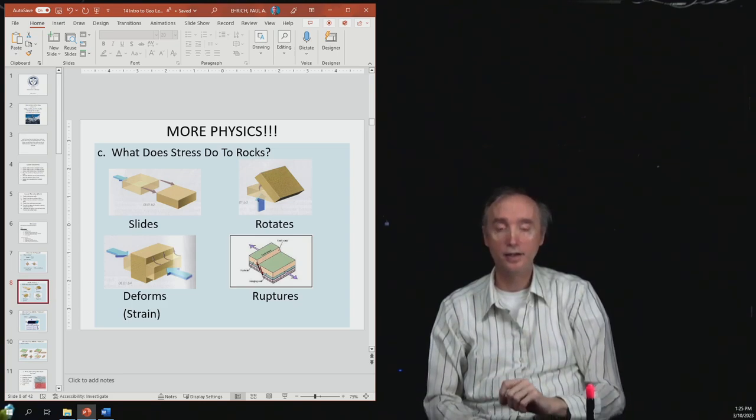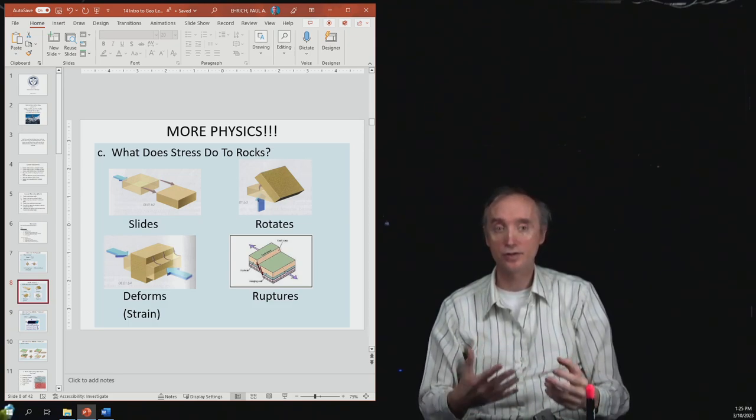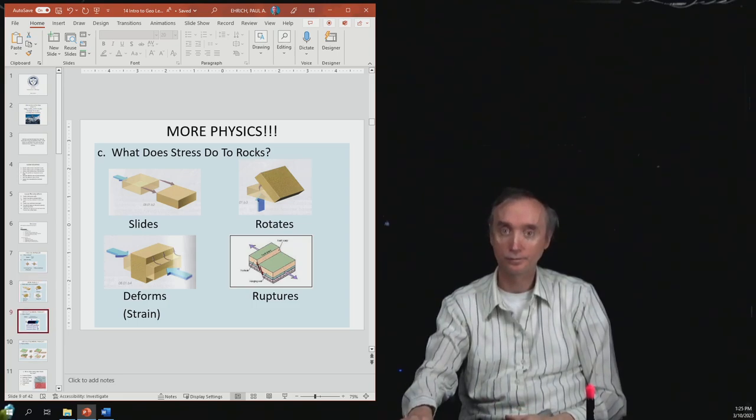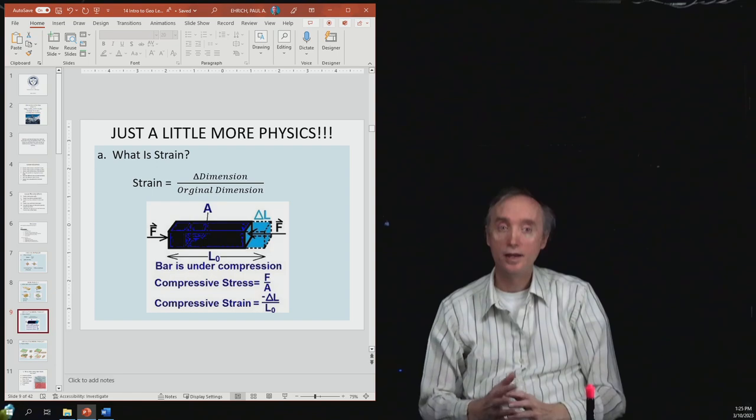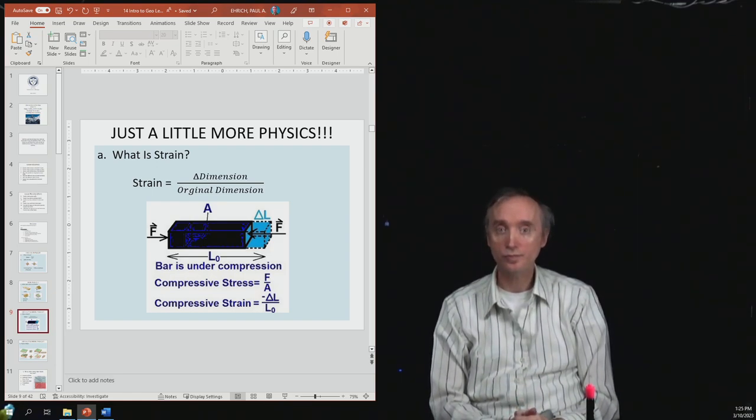And then finally, if you apply a stress to a block, you could apply so much stress to it that it actually breaks, and we call that rupturing. Okay, now the next thing is, what is strain? Strain is going to be a change in the dimension of an object divided by its original dimension.